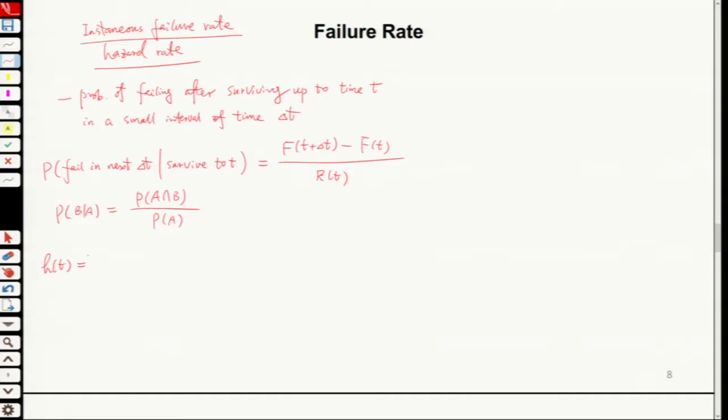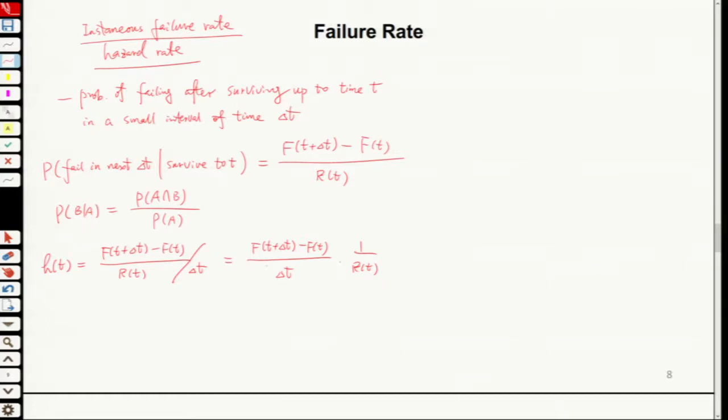So here, this is a rate. This will be F(t + delta t) minus F(t) divided by R(t), but you need to divide it by delta t again. So this will become a rate. If we separate, this equals F(t + delta t) minus F(t) divided by delta t, times 1 over R(t).